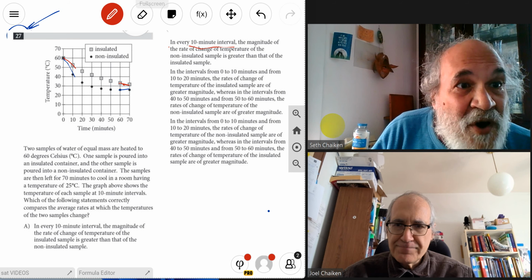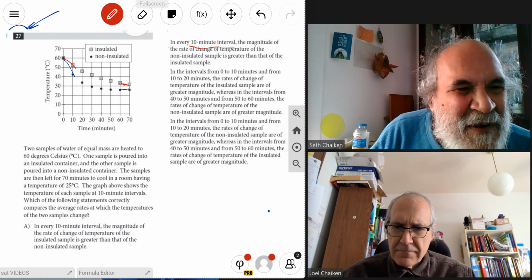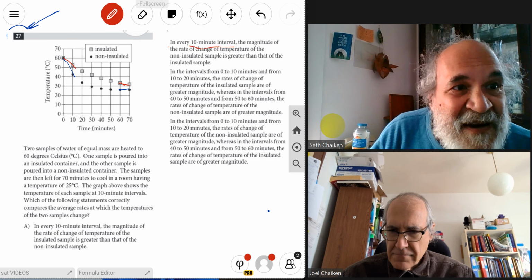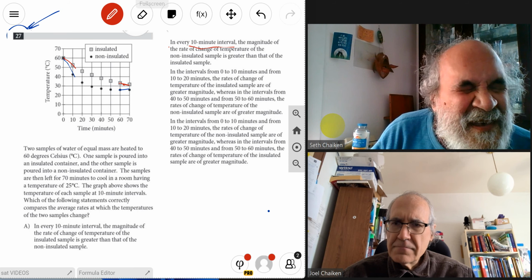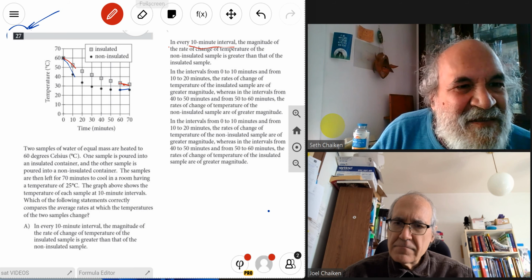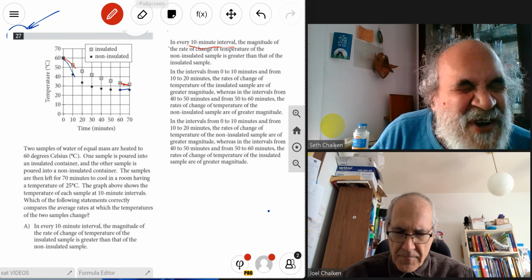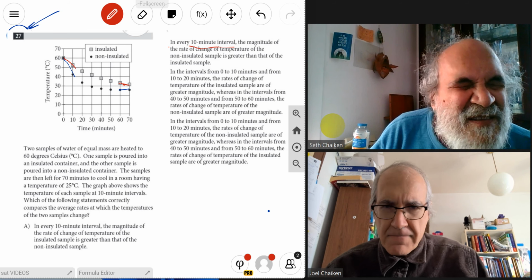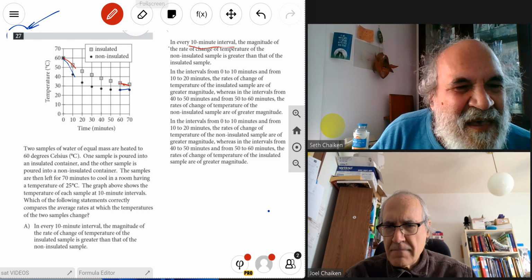And so the rate of change of the insulated sample over here is bigger. The rate of change of the insulated thing, the slope is smaller. The red is smaller than blue. The rate of change of the non-insulated at the beginning is bigger than the insulated, and the rate of change of the non-insulated at the end is smaller.